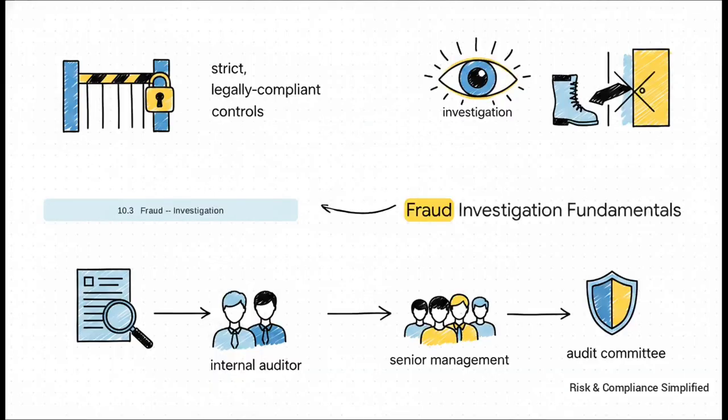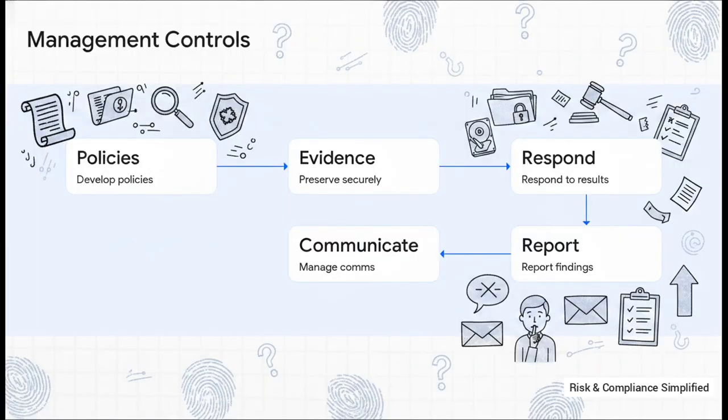Now, before any of those thrilling movie-style interrogations happen, management absolutely has to implement strict, legally compliant controls over the investigation itself. If the internal auditor documents that fraud has definitely occurred, senior management has to be informed immediately. Unless a senior manager is the one actually involved. In that case, it goes straight to the audit committee. Management essentially steers the whole investigation using 5 crucial administrative steps.